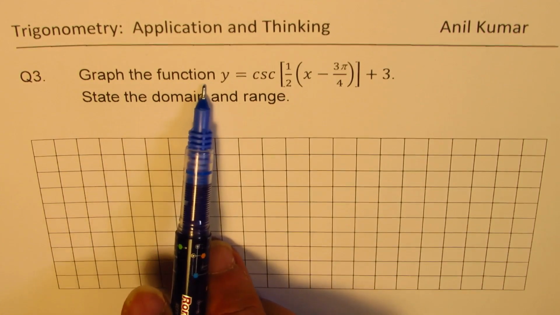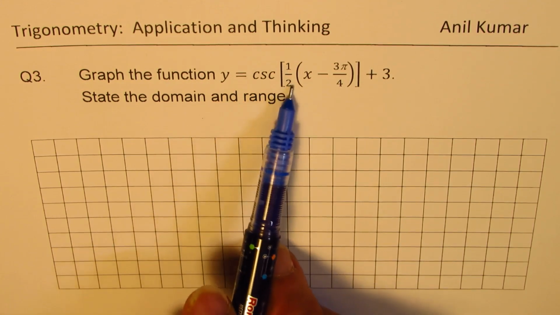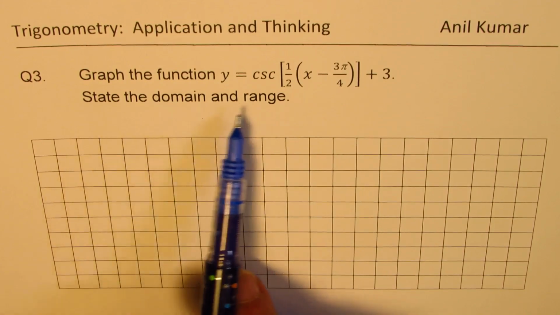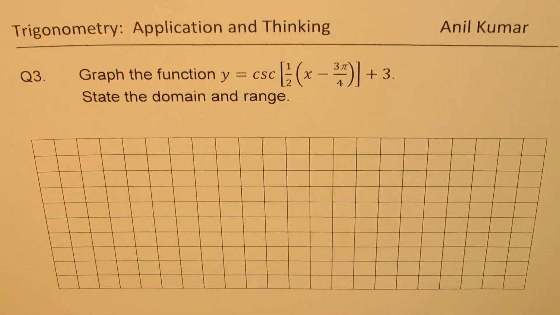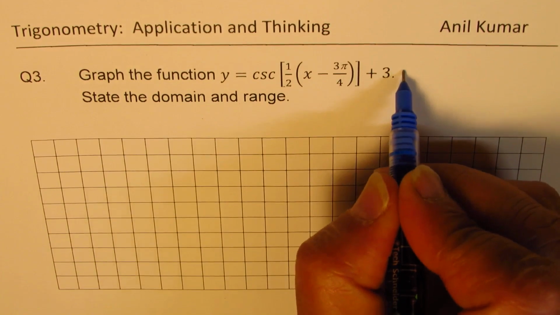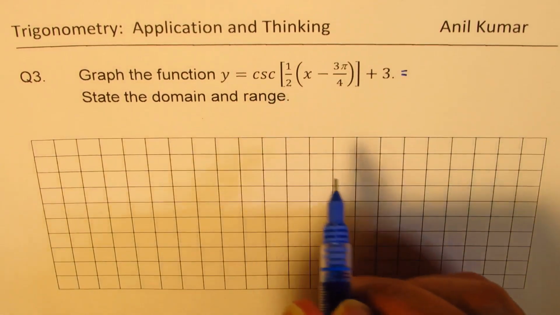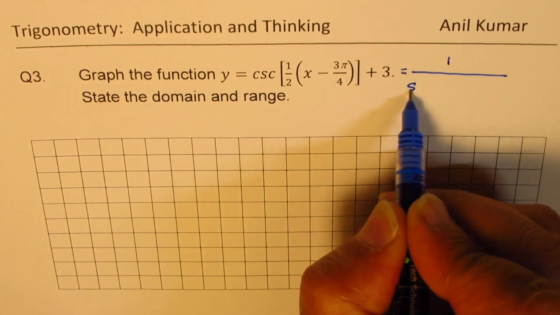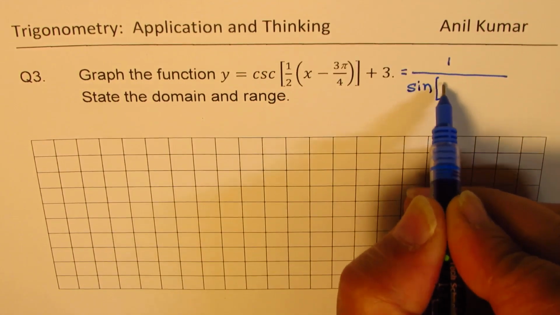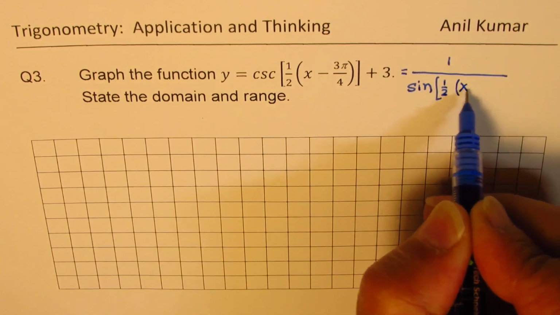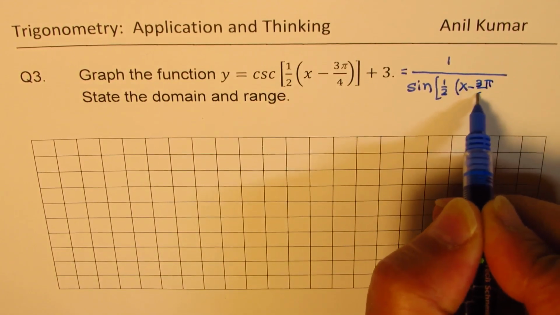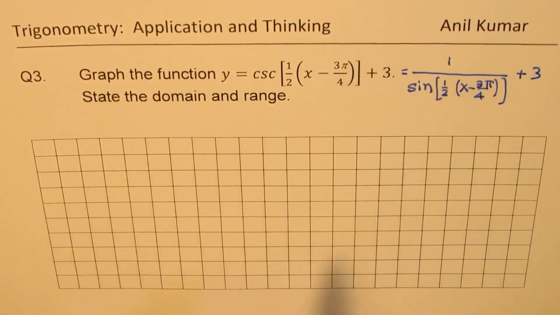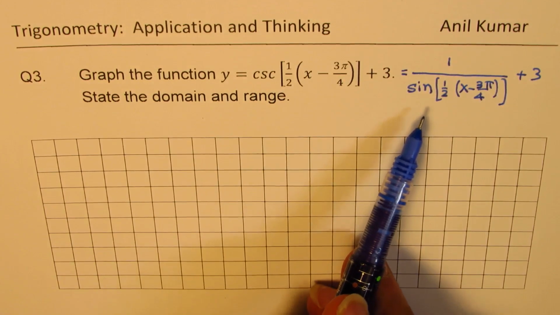We'll sketch the graph of the function y equals cosecant half of x minus 3 pi by 4, plus 3. We'll also state the domain and range. Now let's try to understand this. Cosecant is a reciprocal of sine, so I could also think about writing this as 1 over sine of half of x minus 3 pi by 4. And then we will translate it 3 units up, right? So that is going to be our strategy.